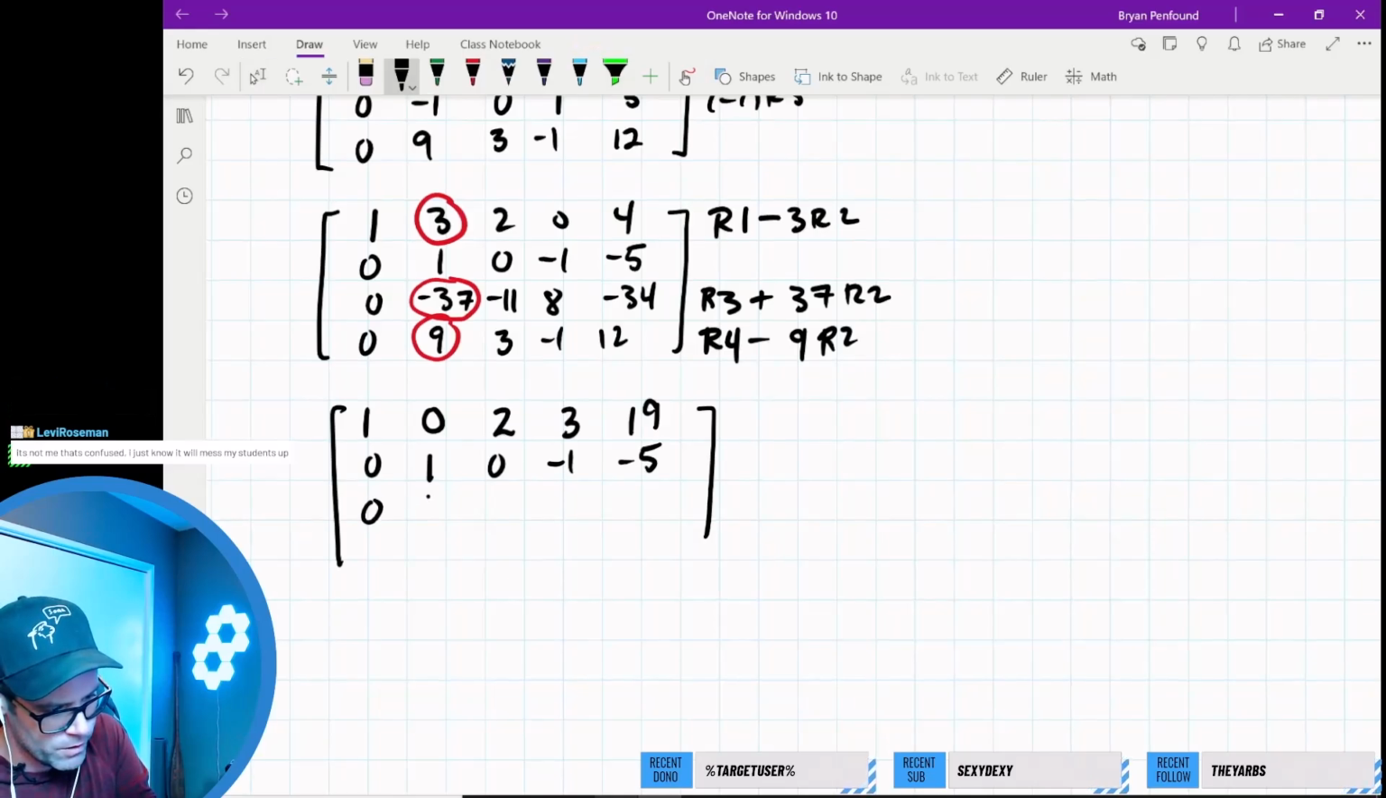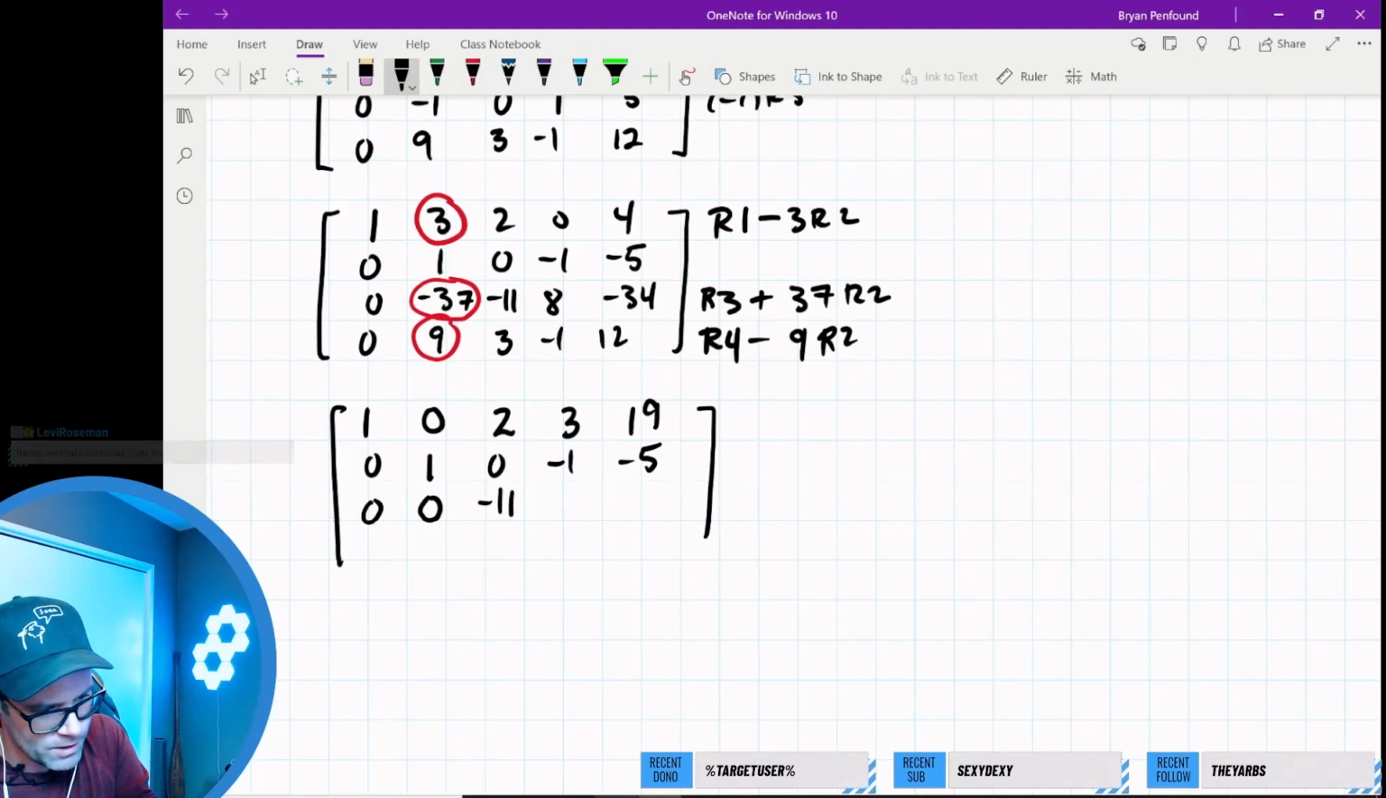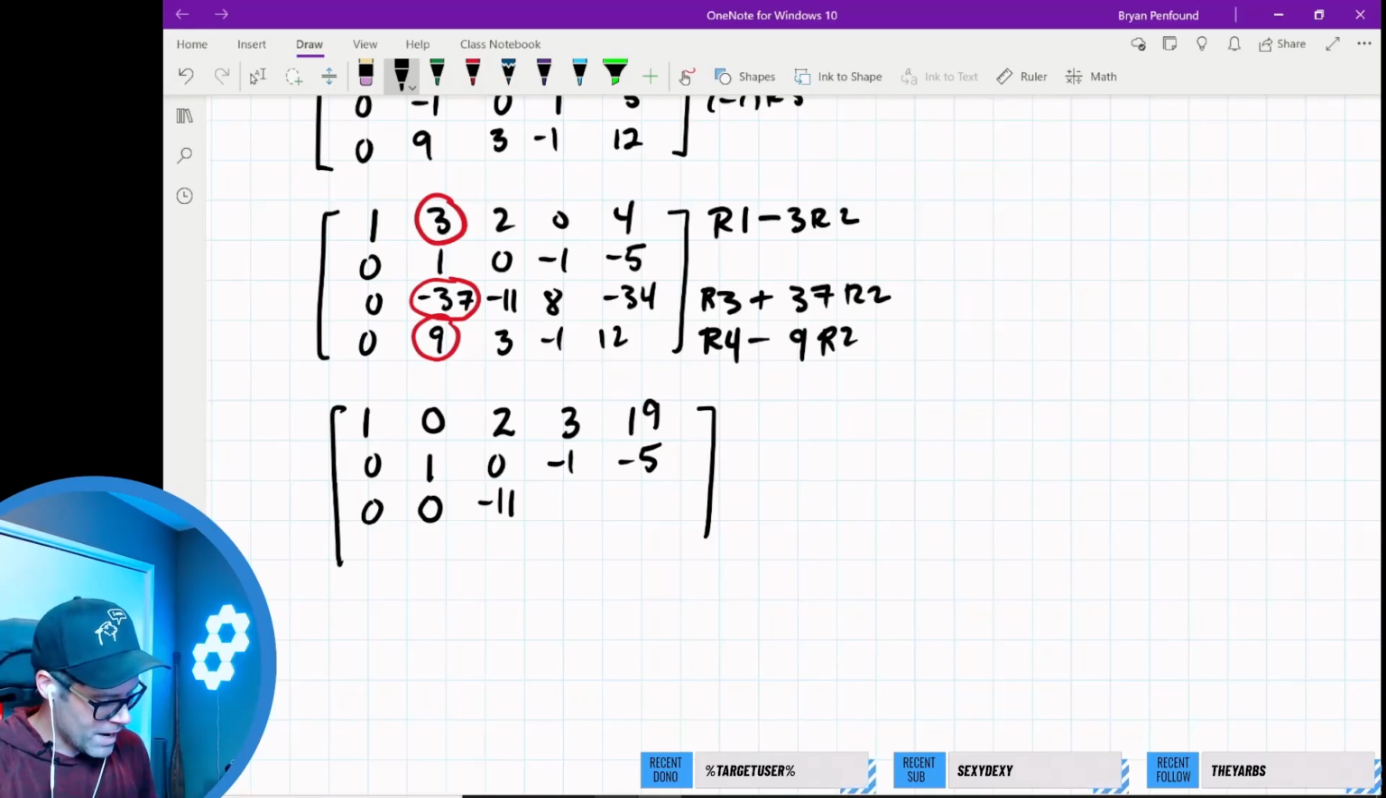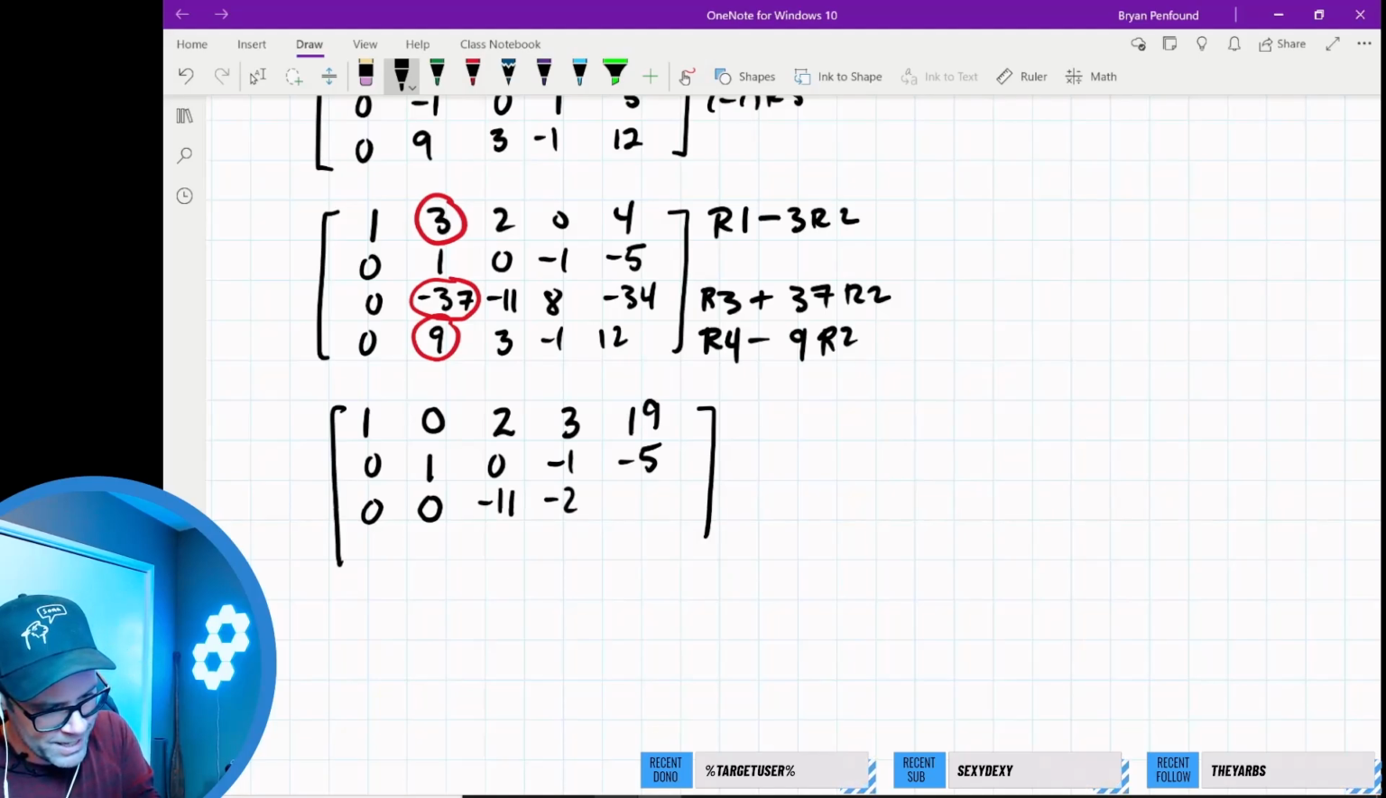Okay, what do we get here? 0. This should be 0. This is gonna be -11 plus 0. We have 8 minus 37. 8 minus 37 is -29. No, -30, here's the fun one. -34 plus 37 times -5. Yikes. That one's terrible. -219. And then 0, 0.